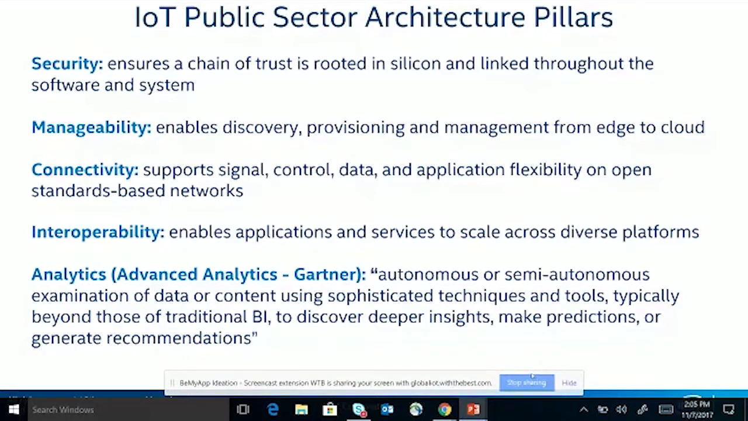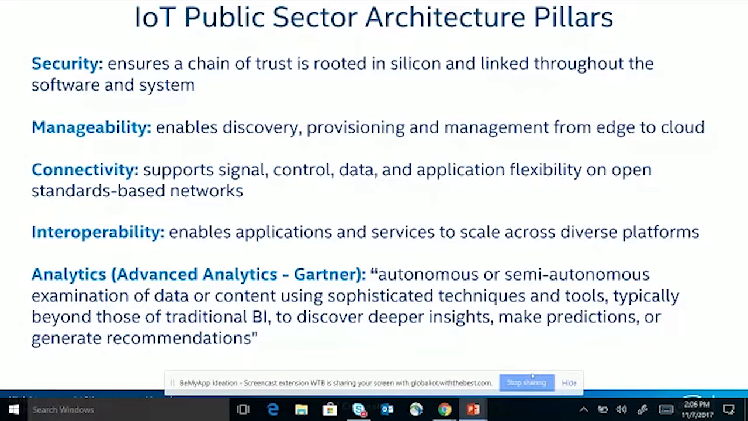And I'll be introducing edge and cloud as terminology to help you understand how security needs to be an overlay. In terms of manageability, we'll talk about how you manage devices that are an Internet of Things thing. And the reason this is important is that once you put that thing out into the environment, you need to be able to discover it, provision it, and manage it from the edge to the cloud.